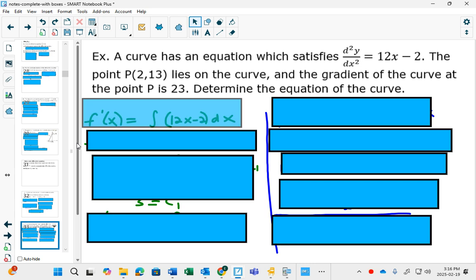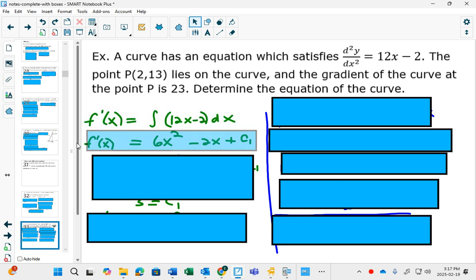So I work backwards once. Life is good. I take the derivative of that and I get my C1. What is your derivative? Your derivative is slopes of tangent lines. Did they tell us anything about the slopes of a tangent line in this question? Yes. They said the slope or the grade of the curve at the point P is 23.